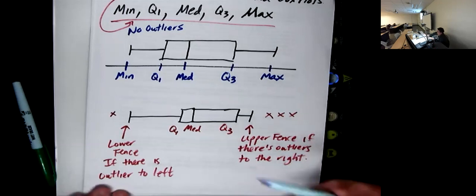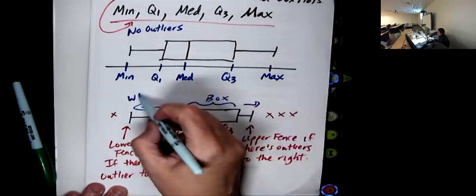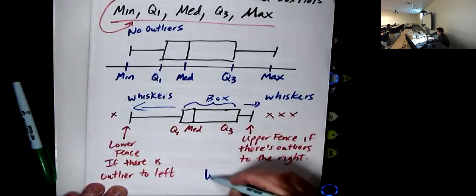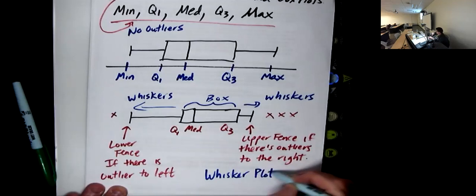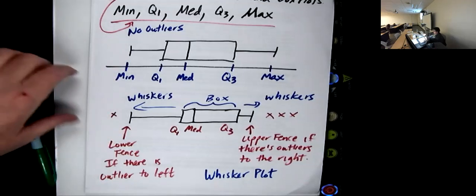So this part in the middle is called the box. These things that stick out to the end are called the whiskers. So another name for the box plot is the whisker plot. We'll take a look at doing this in StatCrunch, and then we'll point out some information. There's a little bit more information we can get from the box plot by looking at it. But let me tell you how to get them.